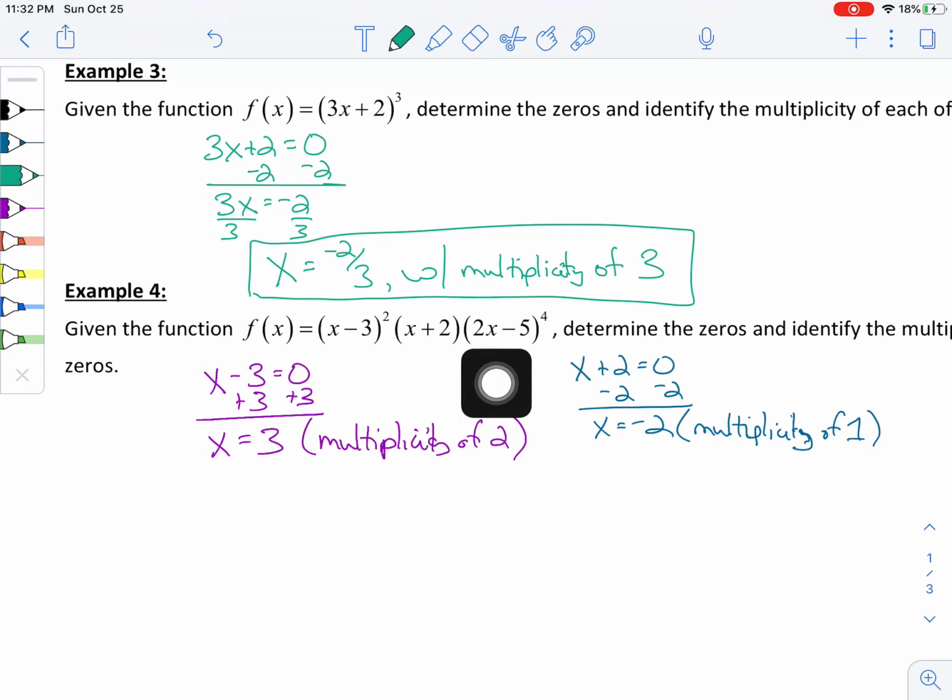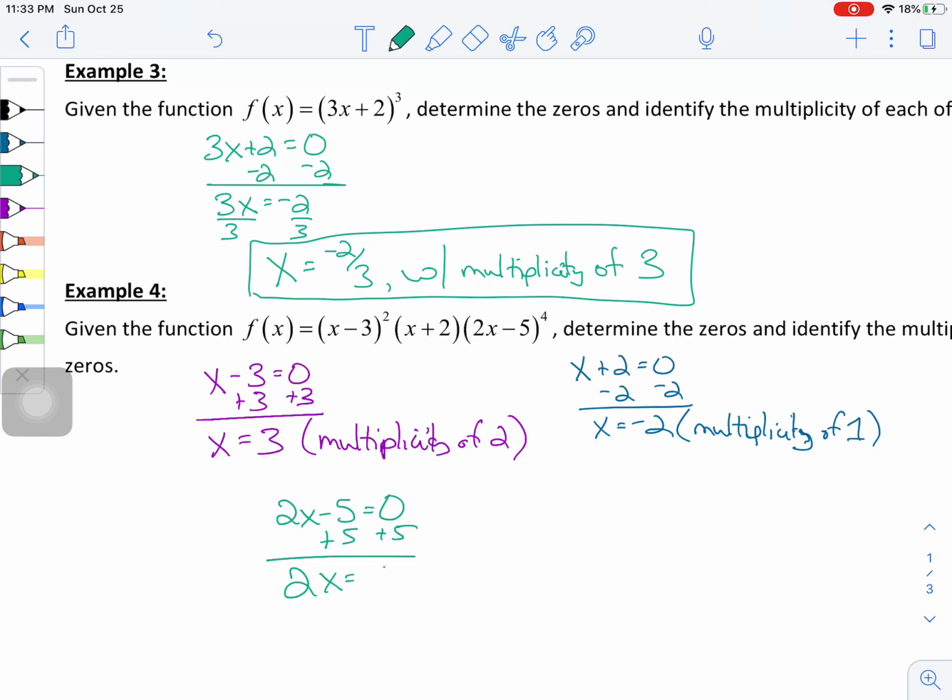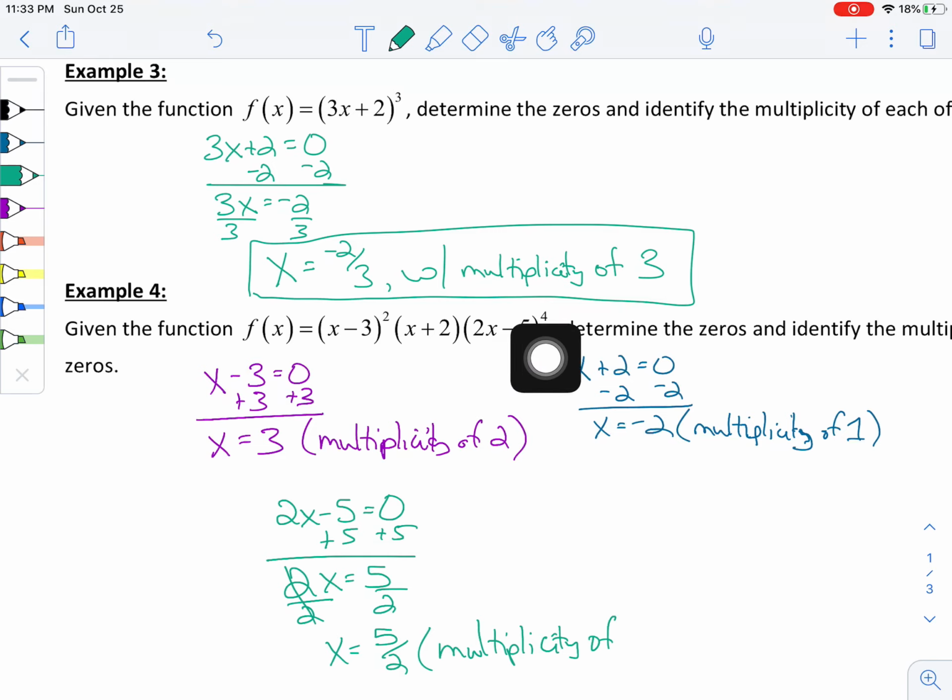All right, and we have one more factor here, which is 2x minus 5, but that's raised to the 4th power. So we're going to get to that 4th power in a little bit, but I just want to take this factor here. So 2x minus 5 is equal to 0. I'm going to add 5 to both sides. So 2x equals 5. Divide everything by 2. So x is equal to 5 over 2. However, the multiplicity here, so this factor shows up 4 times, so this 0 would show up 4 times, so it is a multiplicity of 4.